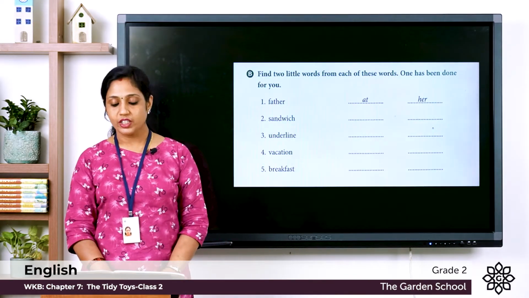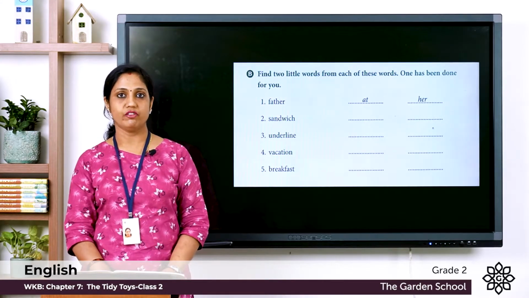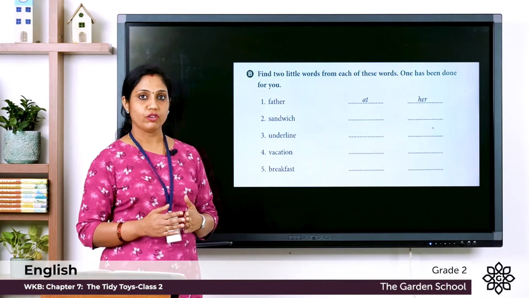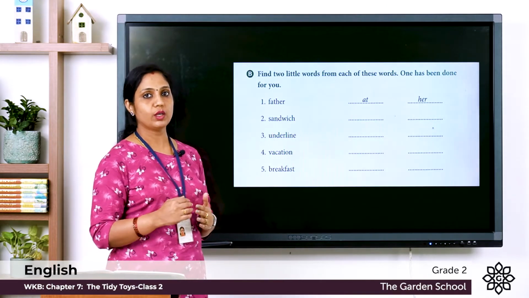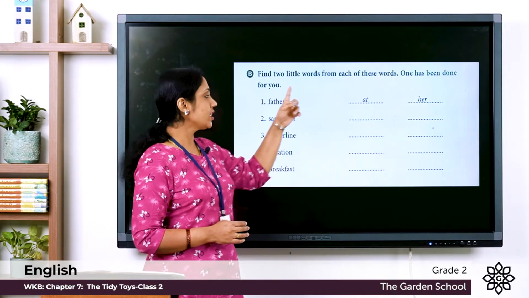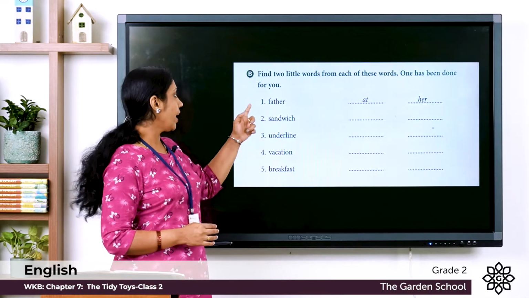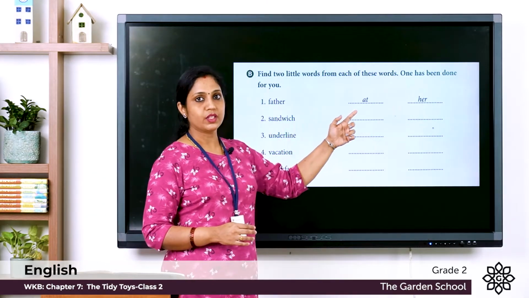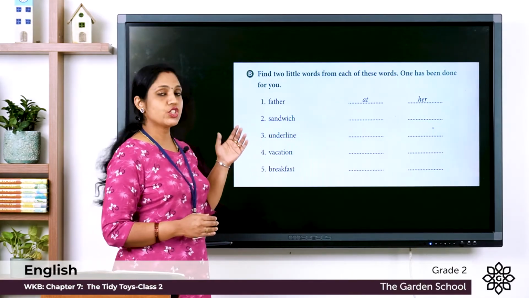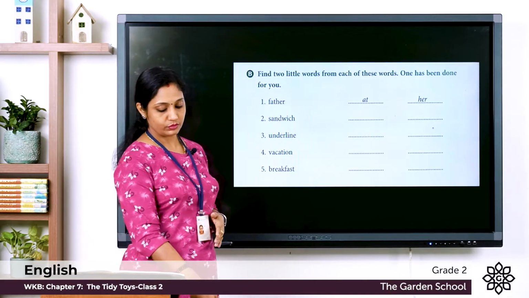Next, find 2 little words from each of these words. One has been done for you. So here you can see the word father. From the word father, we have to make 2 little words and it's been given, at, A-T, at. So you can see here, from the word father, you can make the word at, A-T, and also her. Likewise, we have to form new words from the words sandwich, underline, vacation, breakfast.